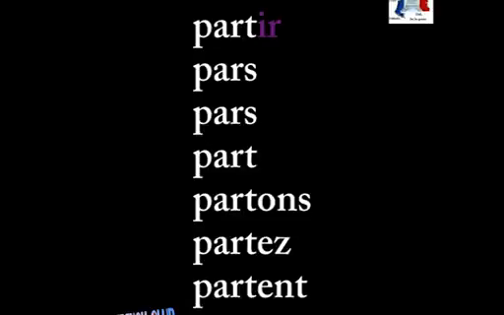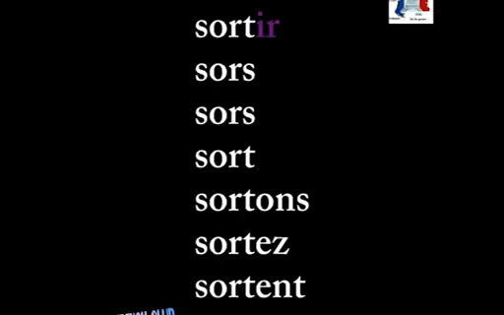Let's say partir. Je pars, tu pars, il part, nous partons, vous partez, ils partent. We're changing. I don't have je partis, tu partis, il partit. Second group has to have ils issent. If I don't have it, that's not the second group. And then another verb, sortir, to go out. Je sors, tu sors, il sort. Nous sortons, vous sortez, ils sortent.